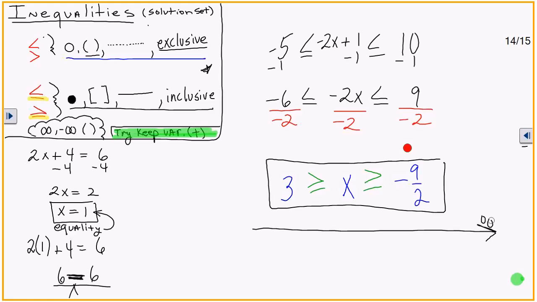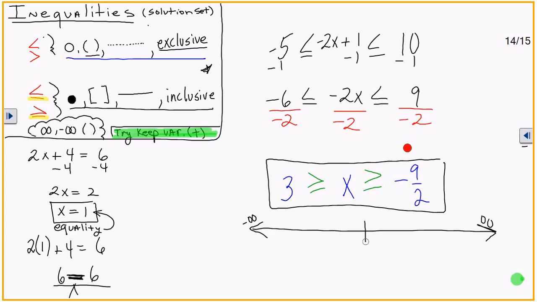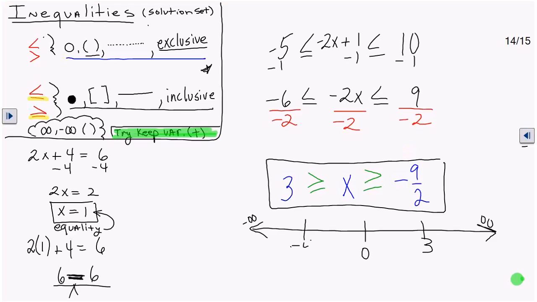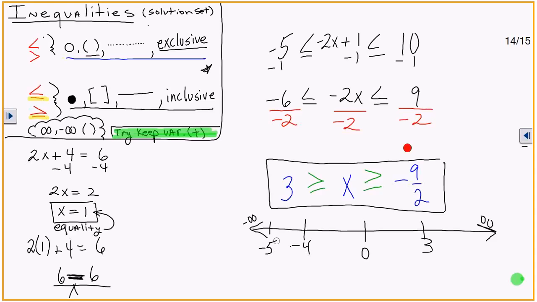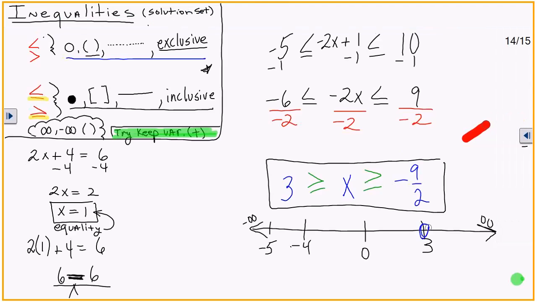Positive infinity, negative infinity, 0, 3, negative 9 halves, which is negative 4 and a half. This is negative 4, this is negative 5. Okay, so I'm going to plot 3, and it gets a closed circle. And negative 4 and a half gets a closed circle.